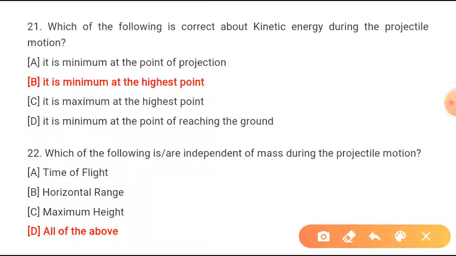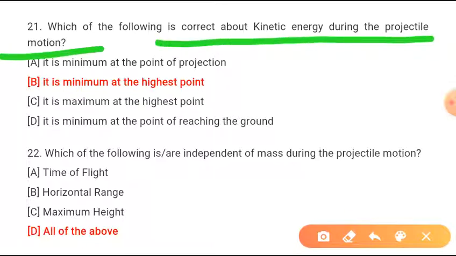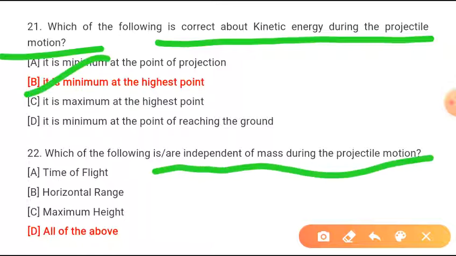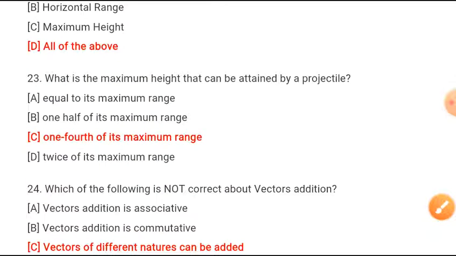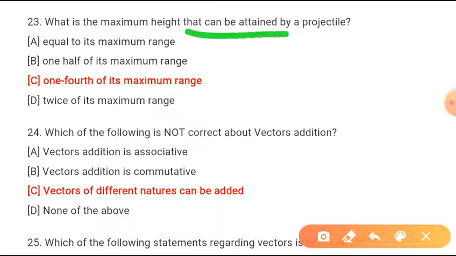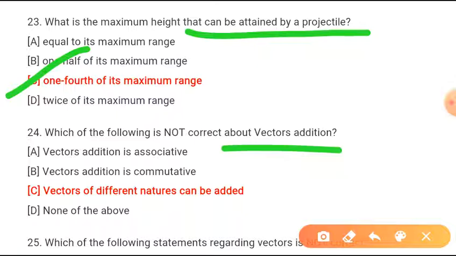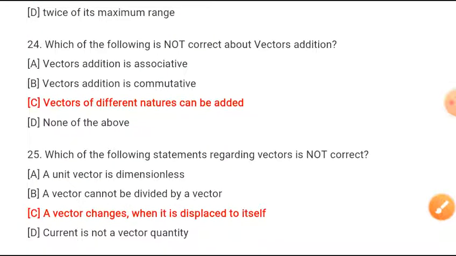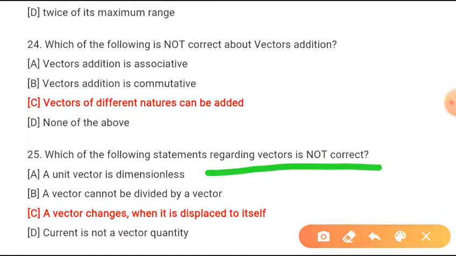Which of the following is correct about kinetic energy during the projectile motion? It is minimum at the highest point. Which of the following are independent of mass during the projectile motion? All of the above. What is the maximum height that can be attained by a projectile? 1/4 of its maximum range. Which of the following is not correct about vector addition? Vectors of different natures can be added. Which of the following statements regarding vectors is not correct? A vector changes when it is displaced parallel to itself.